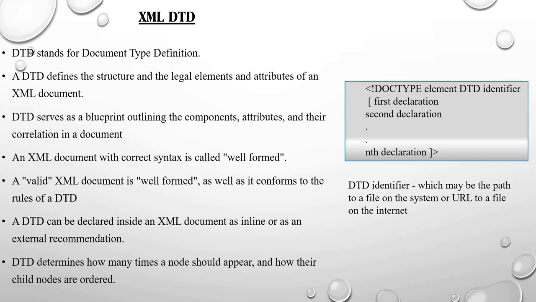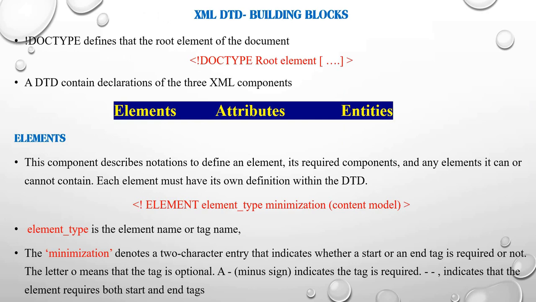An XML document with correct syntax is called well-formed. A valid XML document is well-formed as well as it conforms to the rules of the DTD. A DTD can be declared inside an XML document as inline or as an external reference. DTD determines how many times a node should appear and how the child nodes are ordered. This is the syntax of using a document DTD identifier. Document type defines the root element of the document. In a document DTD, it should have a root element.